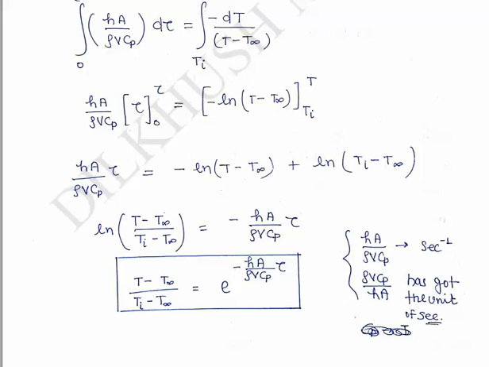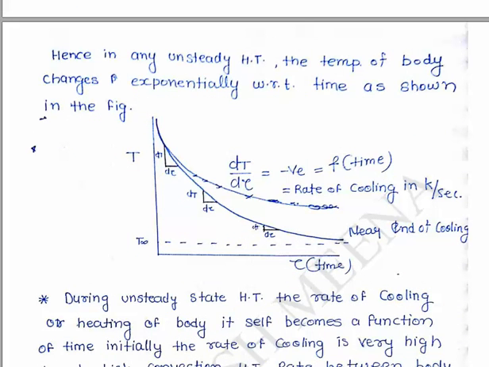By multiplying both sides with the exponential term, the natural log on the left hand side will get eliminated and the value that remains is (T minus T infinity) upon (Ti minus T infinity), which equals the exponential to the power of minus hA tau by rho V Cp. Hence, in any unsteady heat transfer, the temperature of the body changes exponentially with respect to time. As you can see in this figure, the graph shows that the value is initially high and gets smaller with respect to time.